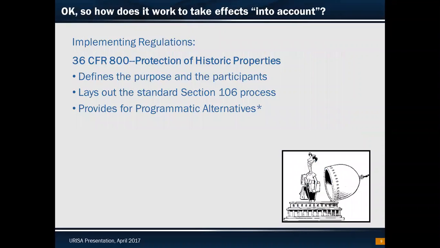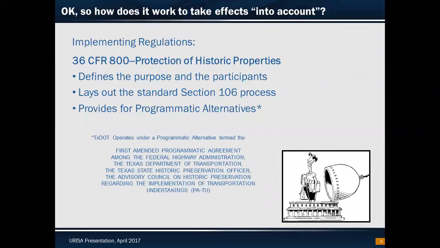So how does that work? That's laid out in some much more extensive regulations. 36 CFR 800 lays out who the players are and what the standard Section 106 process is. In other words, to comply with the law, you go through the process. It also provides for programmatic alternatives, and I'll mention here that TxDOT actually operates under a programmatic alternative, which has that title shown right there. It rolls trippingly off the tongue.